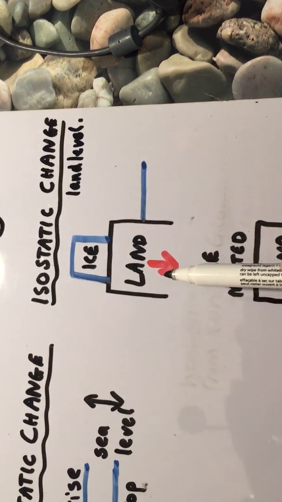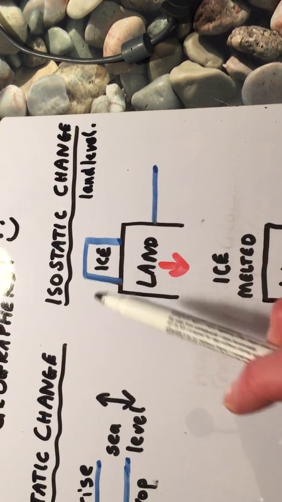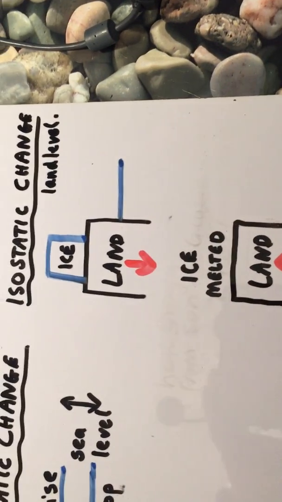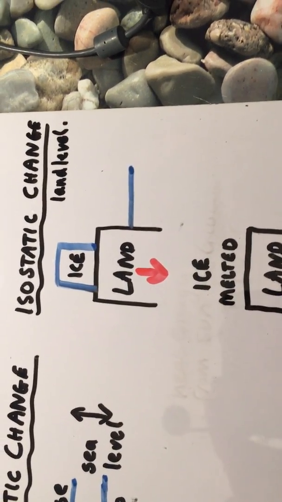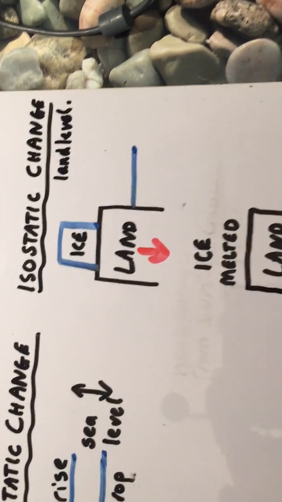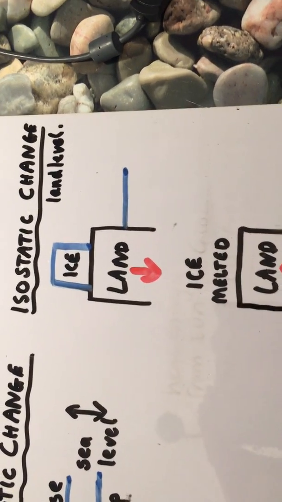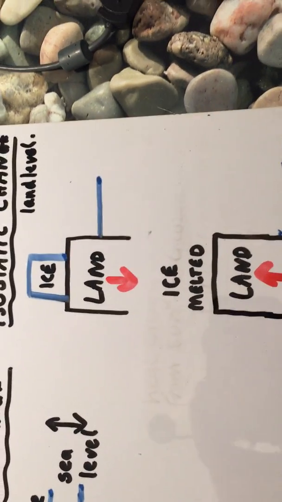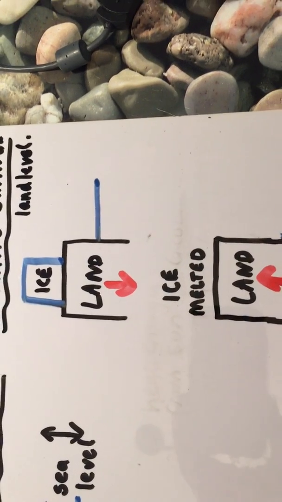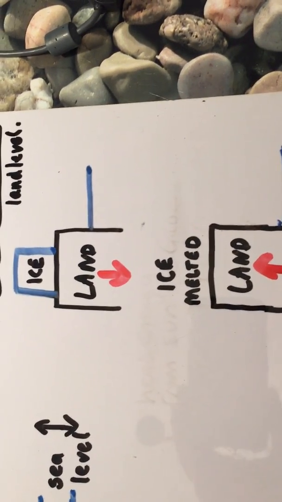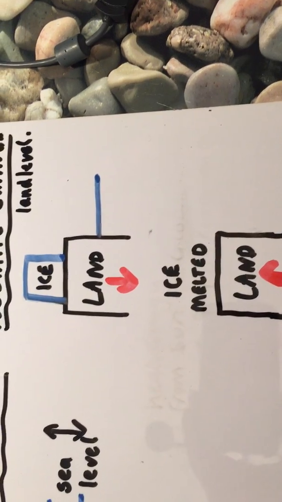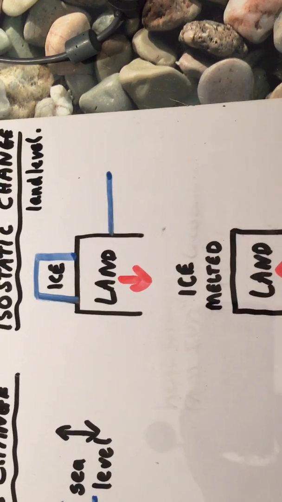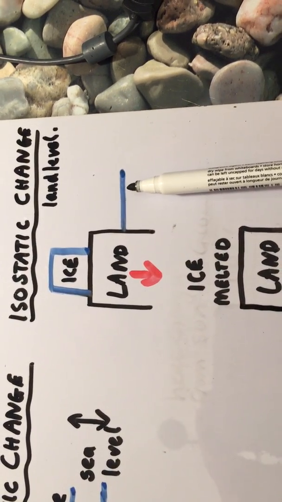So here's the land, so the Earth, and here's the ice on top. It just looks like a chunk of ice, but this would be ice covering big chunks of the Earth. Now that ice is meters and meters deep, sometimes hundreds of meters deep and hundreds of meters wide, and it's exceptionally heavy. Because it is so heavy, it weighs the land down. That red arrow is showing you that the land actually moves downwards. Now what that means is the land is moving, but the sea level is actually staying the same.